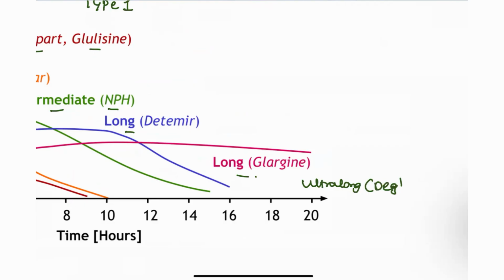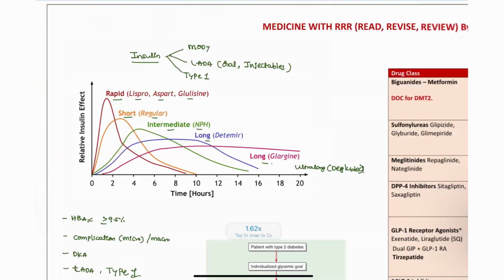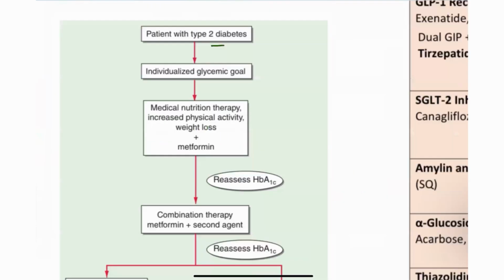This is going to be the one. Next, whenever you see a patient suffering from type 2 diabetes mellitus, let's look at the patient history. And you have to tell the patient we are going to start with metformin, which is the drug of choice for type 2 diabetes mellitus.